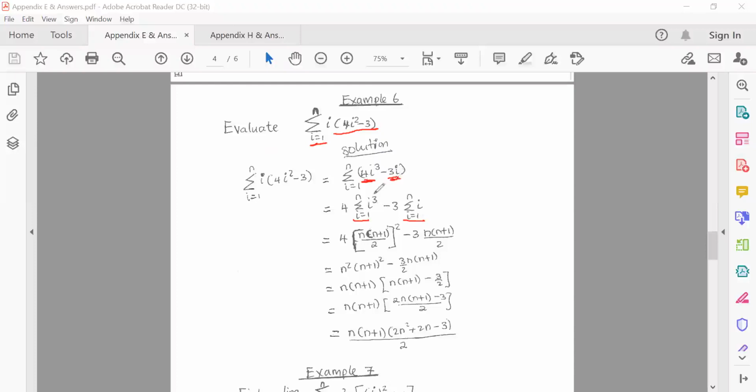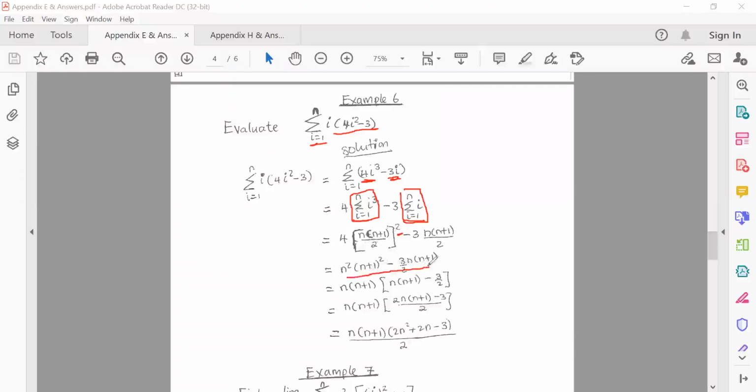Now we know what this is. Remember, these are identities. These are things that you need to be able to remember, for i cubed and i. So we know the sum of i is n times (n plus 1) over 2. The sum of i cubed is just n times (n plus 1) over 2, all squared. And if you multiply and simplify out, see what happens.